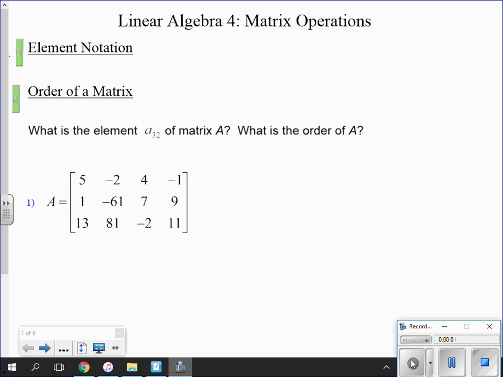Okay, here we go. We're starting linear algebra 4. This part of the linear algebra is about matrices.